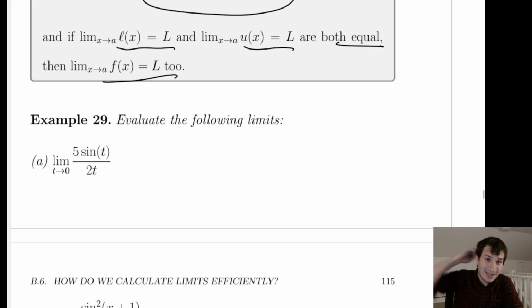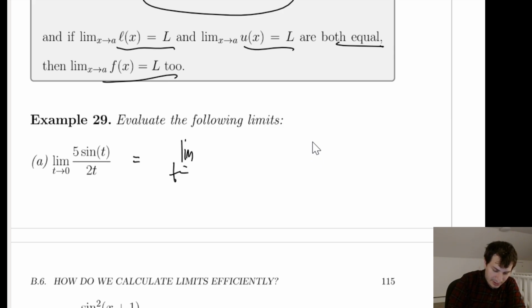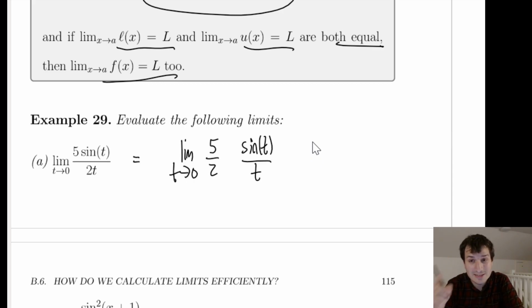So here we go. Evaluate the limit of 5 sine t over 2t. Just like all the other limit laws, what you want to do is massage this until it looks like what we know. In this case, I see there's a factor of 5 over 2, and then there's a sine t over t. And I know the limit of sine t over t is 1, that's the fundamental sine limit. The 5 over 2 is multiplying that.